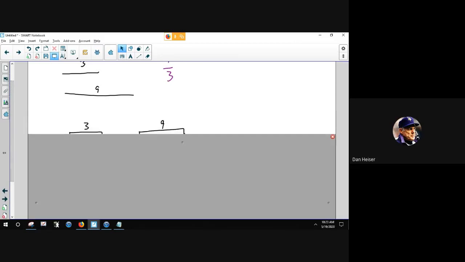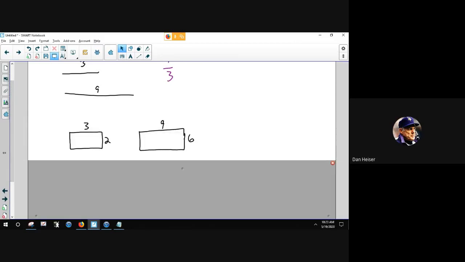Then I can take those lengths and create polygons out of them. So I took 3, made a rectangle that's 3 by 2, took the 9, made a rectangle 9 by 6. These figures are similar. 3 to 9 reduces to 1/3, 2 to 6 reduces to 1/3.